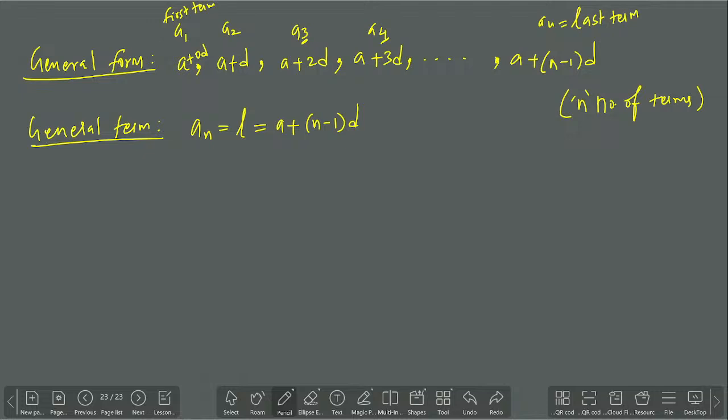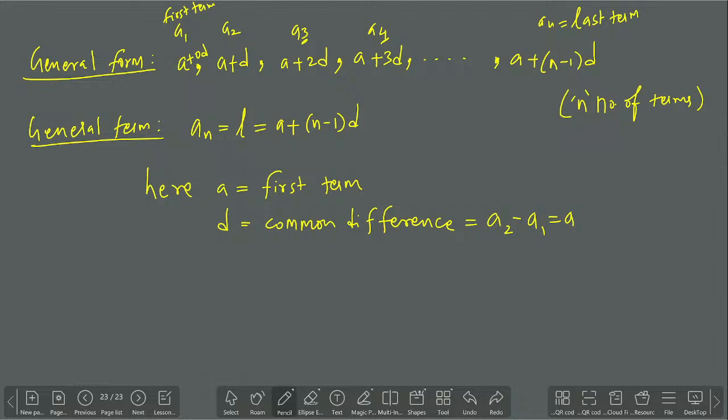Right. Here, what all things do we know? A is the first term. D is the common difference, which is equal to A2 minus A1, which is equal to A3 minus A2, and in general form An minus A(n-1). Do you understand? D equals any one you remember. D equals A2 minus A1. Enough.